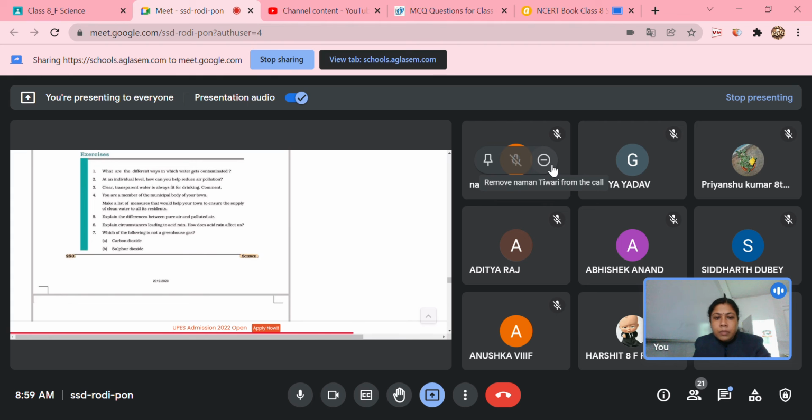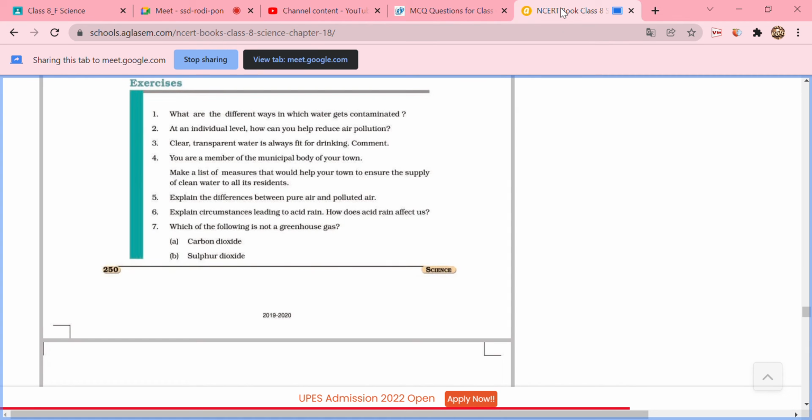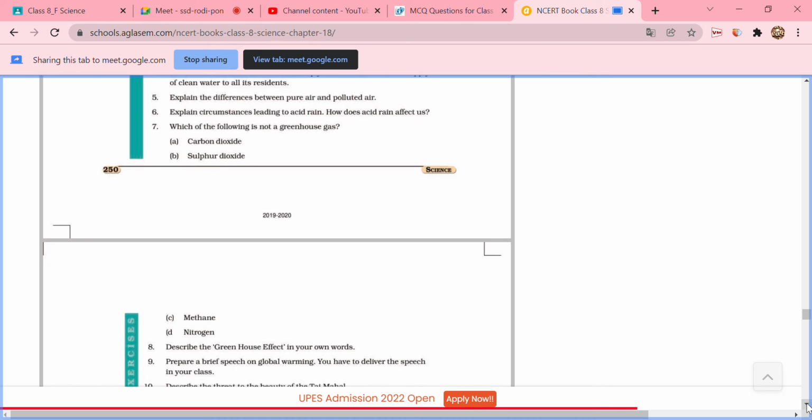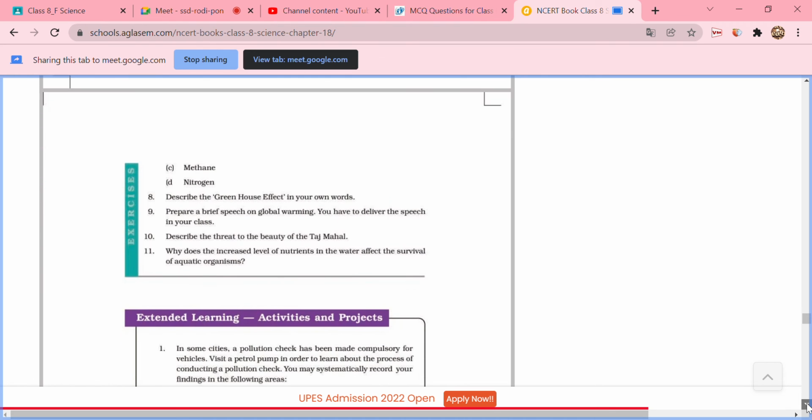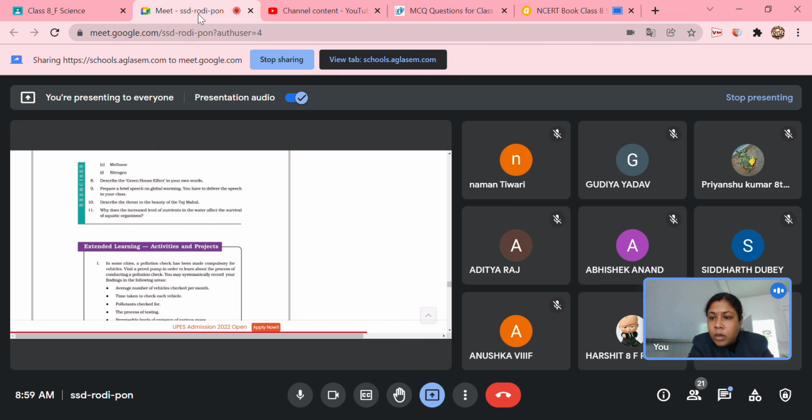Okay, next question, Naman. Question number 7. Which of the following is not a greenhouse gas? Carbon dioxide, sulfur dioxide, methane, nitrogen. Ma'am, nitrogen. Yes, we know that nitrogen constitutes 78% of all the gases. So if it becomes a greenhouse gas, what will happen to the temperature of the earth? That is not possible. That is why we are safe now. But if nitrogen were also a greenhouse gas, we would not be able to survive.